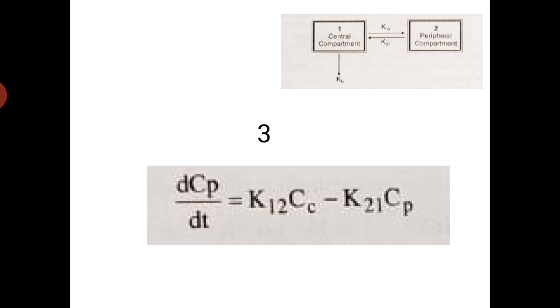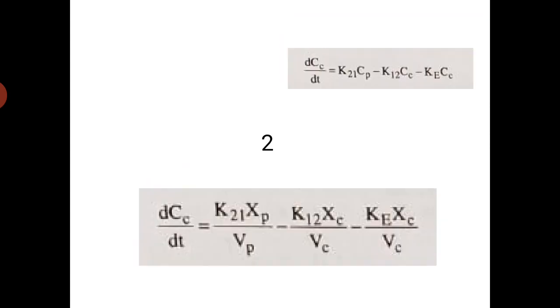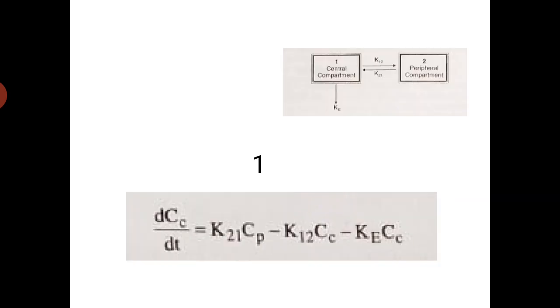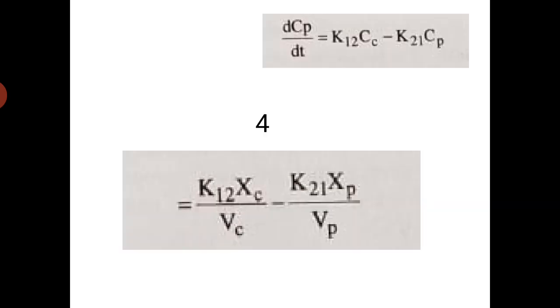Now we convert the terms into terms of amount. How does the equation become? The fourth equation is K12cc, where instead of cc you write xc divided by vc, minus K21, where instead of cp you write xp divided by vp. Okay, now we have two equations. The first equation is the rate of presentation of drug in the central compartment with respect to time, in terms of amount. The second equation is the change in concentration of the drug in the peripheral compartment with respect to time, in terms of amount. So these are the two equations.